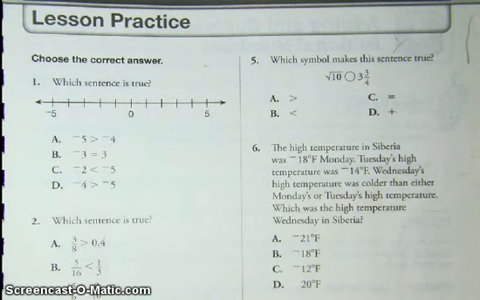So we're looking today at comparing rational numbers from Coach Lesson 3. And the first question says, which sentence is true? A: -5 is greater than -4. So here's -5, here's -4. This is false.